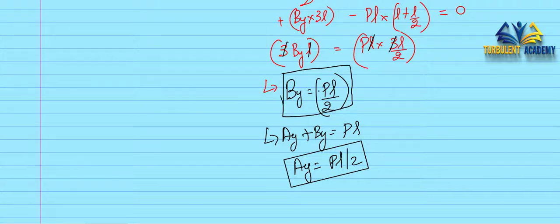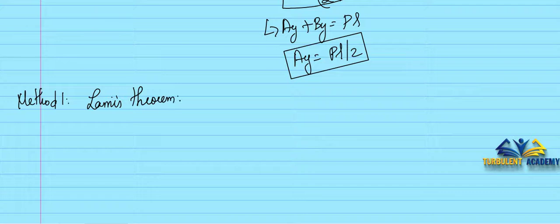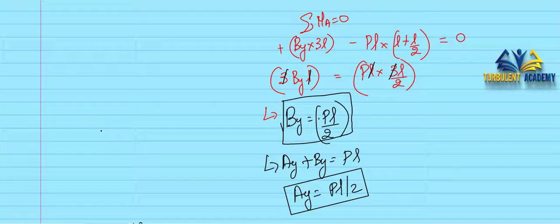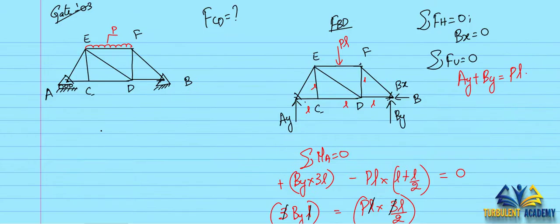We shall go ahead with the various methods of solving this particular problem. This time we'll try Lami's theorem. This is going to be really simple for this particular problem, but it's for you to judge which is best, as each one has a particular concept. I'll apply Lami's theorem on point A, with Ay, FAC and FAE.